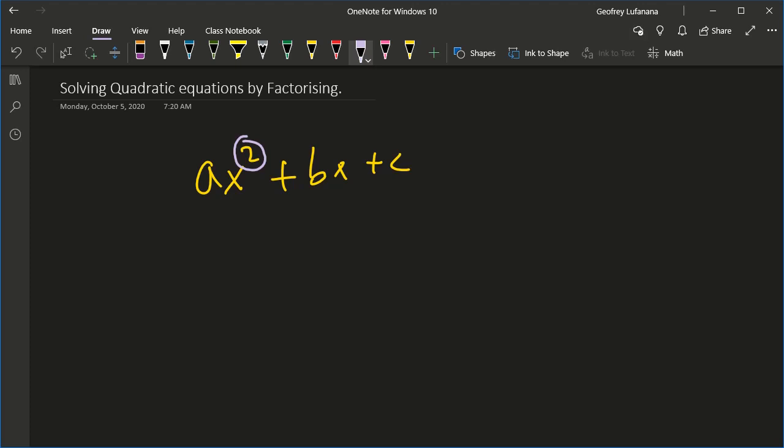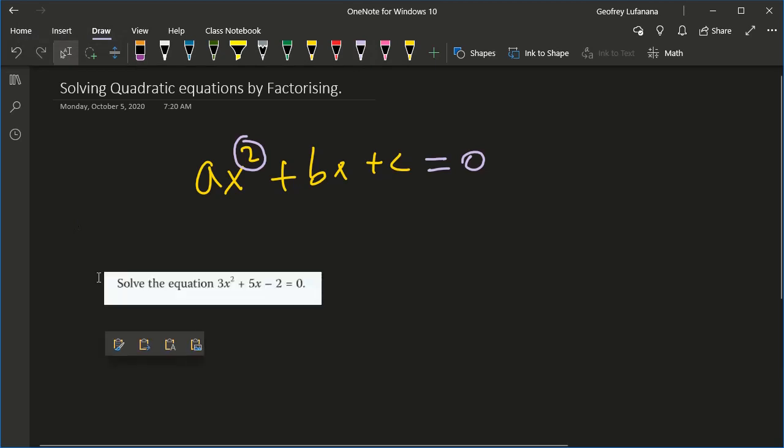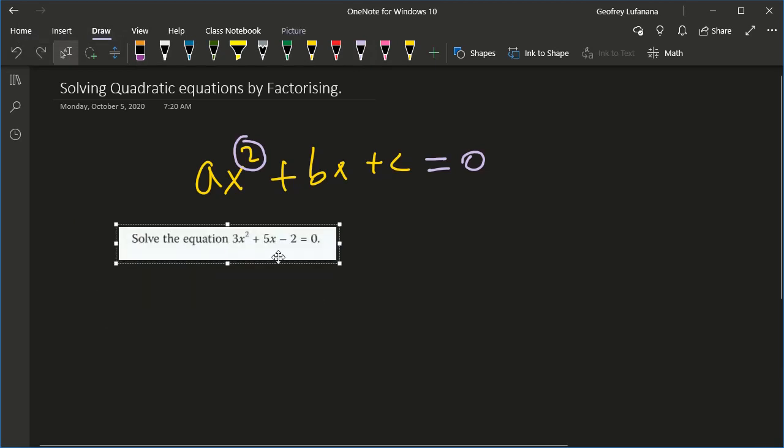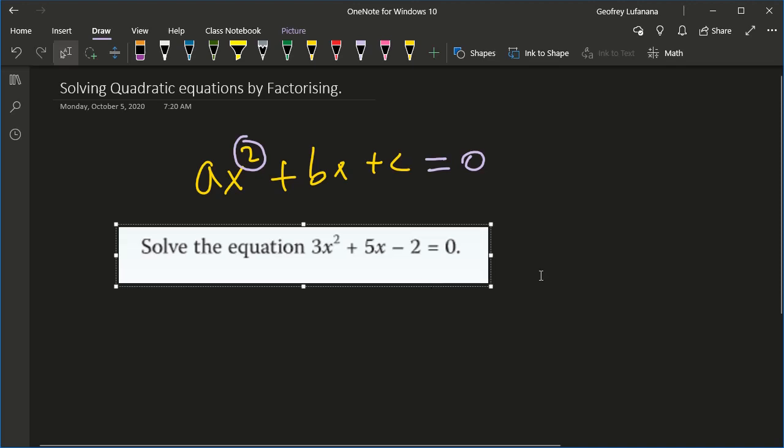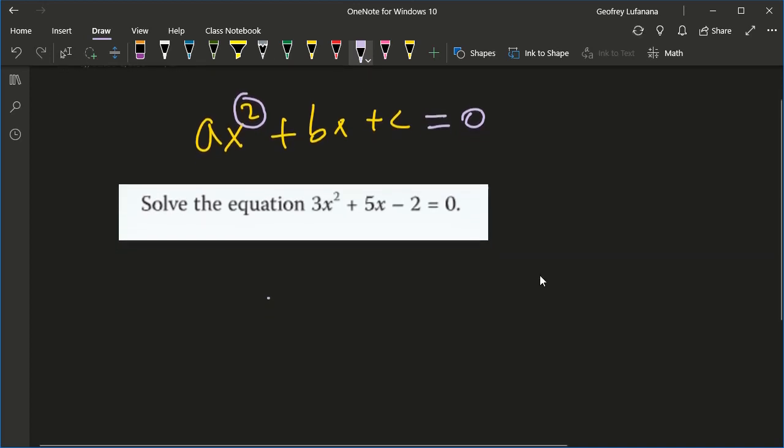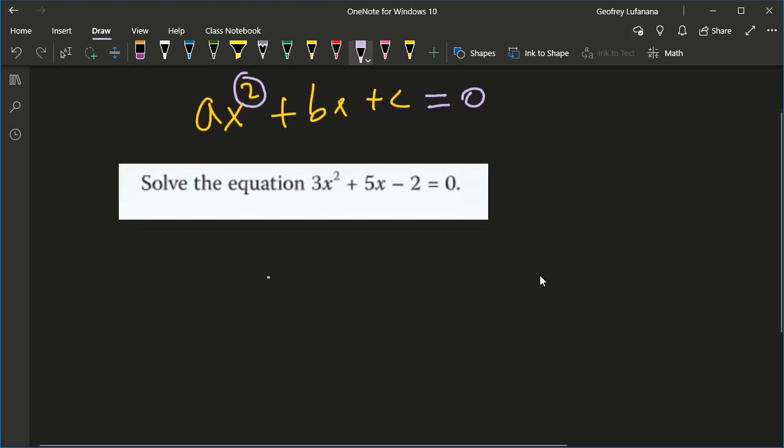So we are going to be solving equations which are in the form of ax squared plus bx plus c using the factorization method. For example, we want to solve the equation 3x squared plus 5x minus 2 equals 0. Now, there are quite a number of methods to help you factorize. I'm going to use the one for product and sum.